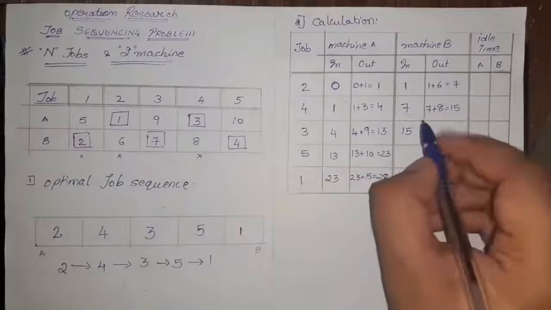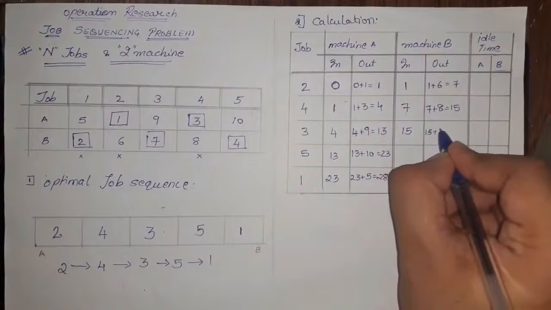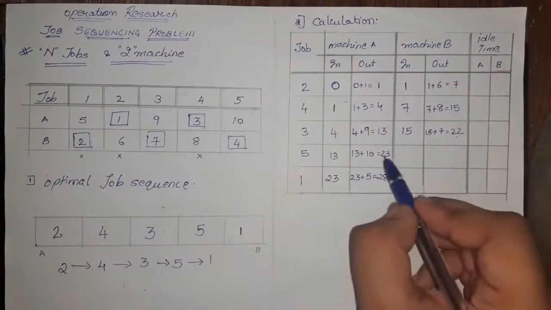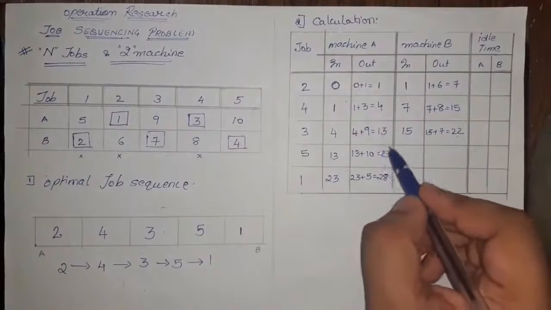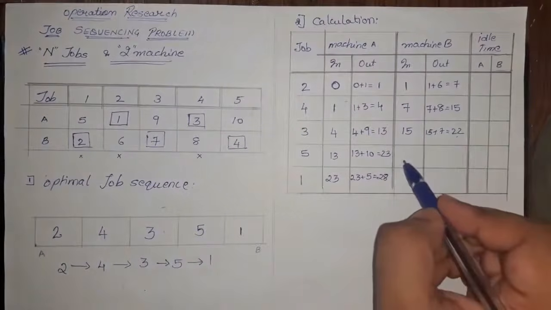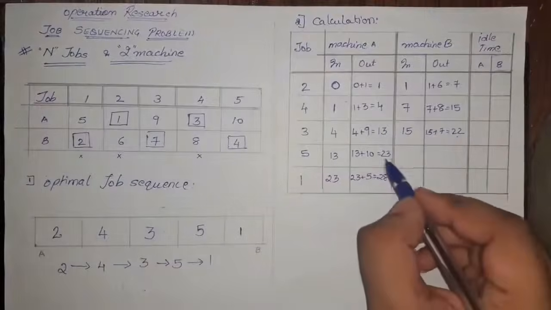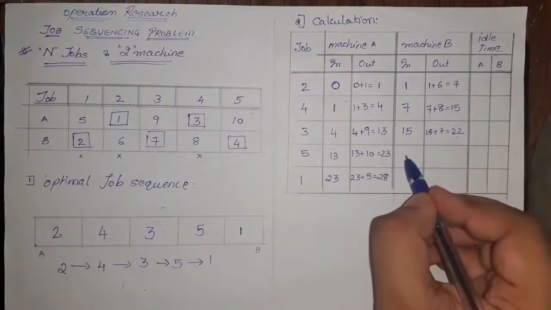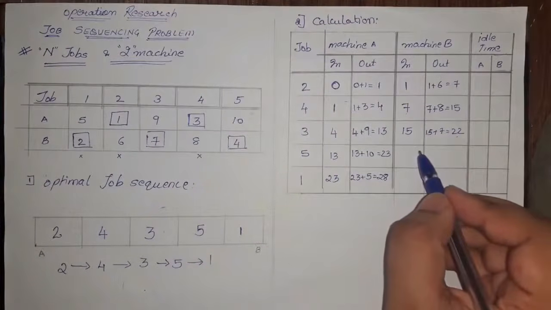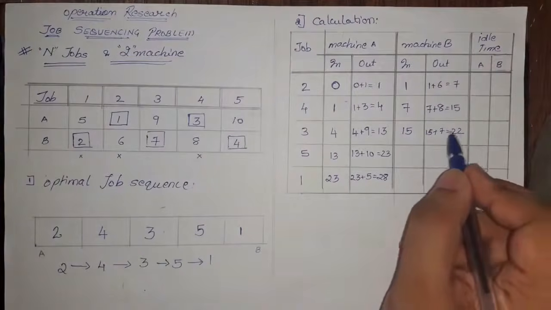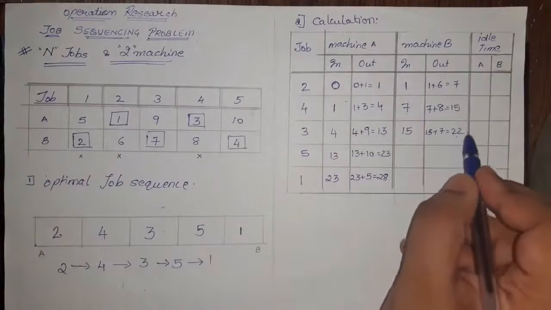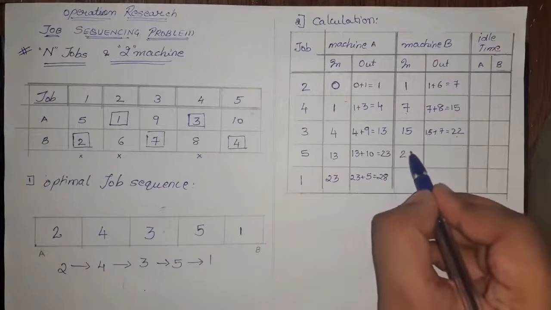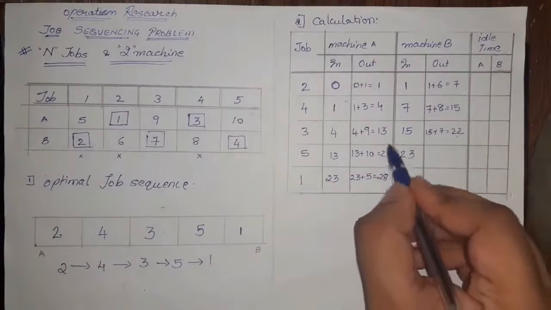Job number 3 has taken 7 hours, so it will become 15 plus 7, which is equal to 22. Now the next out time of machine A is 23, so you cannot get 22 down. Simple logic: machine A needs 23 hours to complete job number 5. Machine B cannot start at 22 hours. It will have to start at 23 hours. So if the total out time is less than that of the first machine, we bring the same number down. We carry the out time 23 hours.